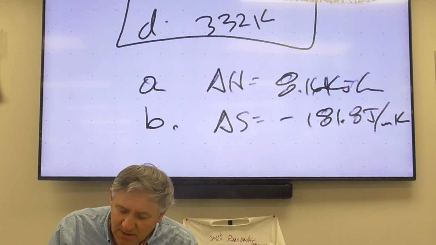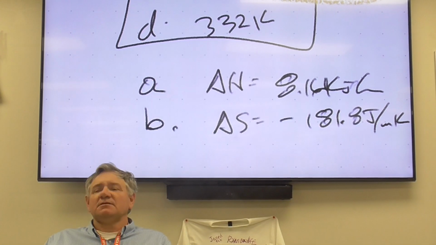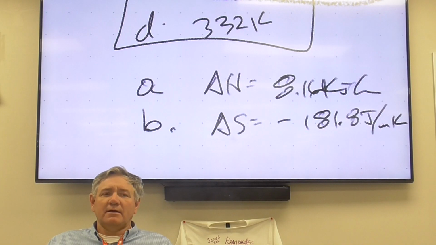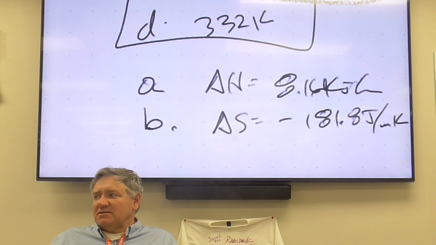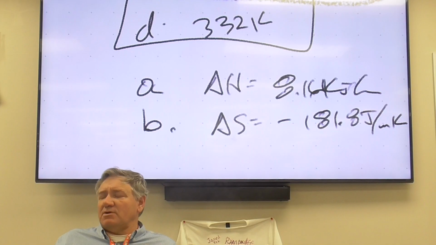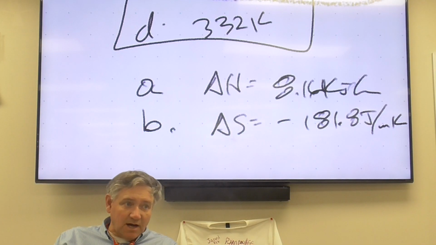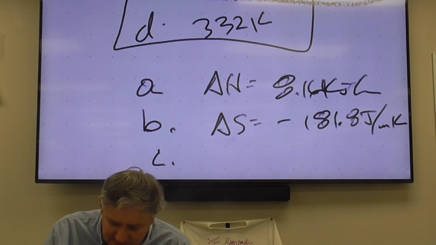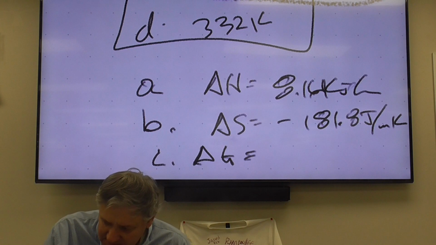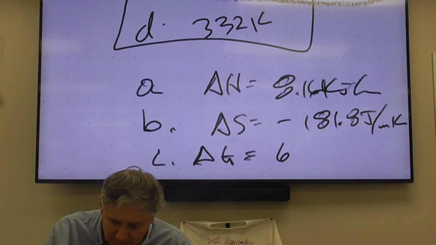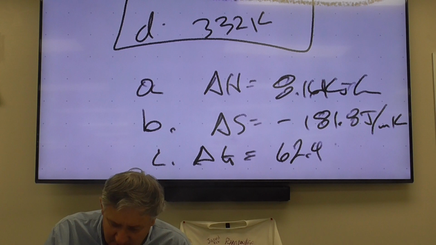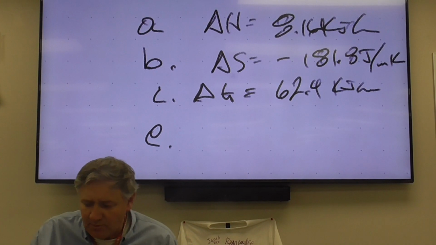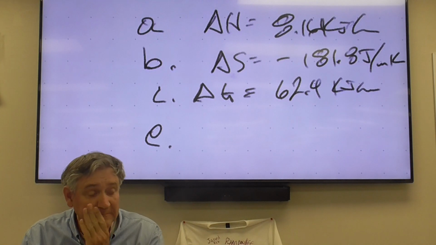You have a positive delta H and a negative delta S. Is it worth even trying this reaction? No. Why? It's never going to happen. It's never going to be spontaneous. You have enthalpy working against it and you have entropy working against it. Okay? It's not going to happen. So oddly enough then, when you calculate delta G, what's going to be the sign of your delta G? Positive, 62.4 kilojoules per mole.